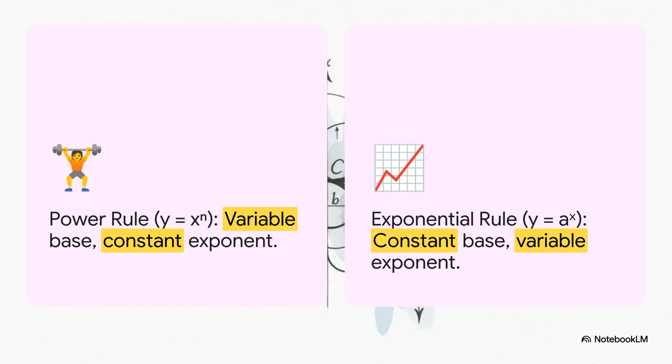And this is the heart of the problem. You've got the power rule, but that needs a constant exponent, which we don't have. Then you've got the exponential rule, but that needs a constant base, which, nope, don't have that either. Our function has a variable in both the top and the bottom. It literally breaks our two most important rules, which means we need a whole new game plan.